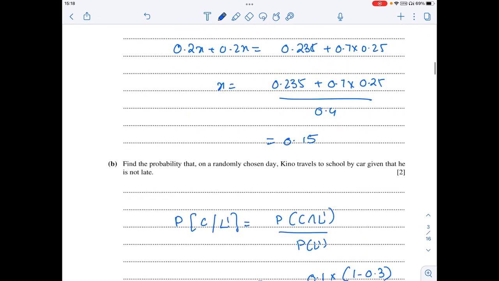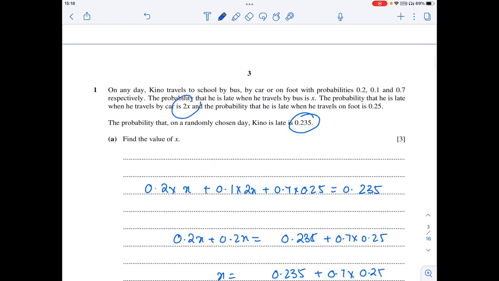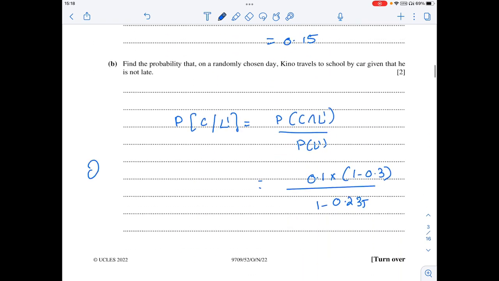How did I get 0.3? Because for car it is nothing but 2x. So 2 times 0.15, which is 0.3. So this is late by car. Not late by car will be 1 minus 0.3. Simplify that. You should be able to get the answer as 0.0915.